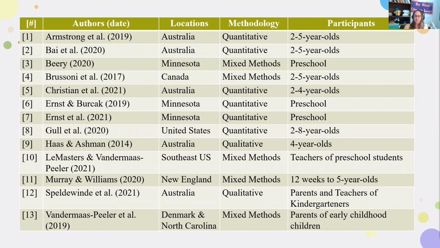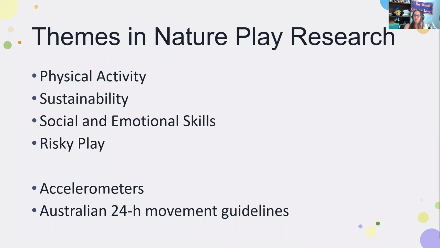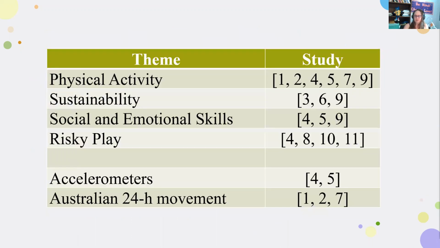When I read all of these articles, these were some of the themes that I found: physical activity, sustainability, social and emotional skills, risky play, and then some other things that popped up were the use of accelerometers and the mention of the Australian 24-hour movement guidelines. So here you can see the themes and the studies that had those themes present in their research.